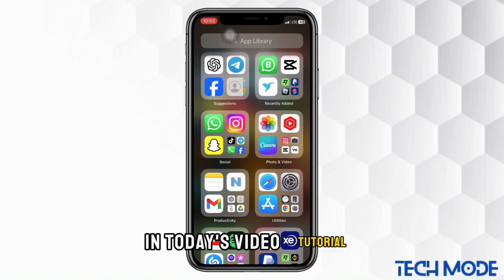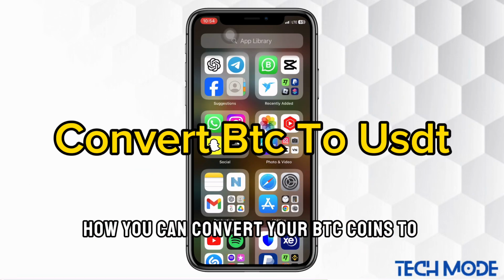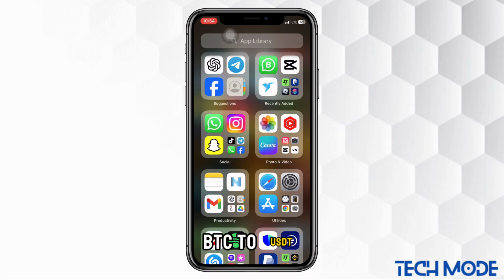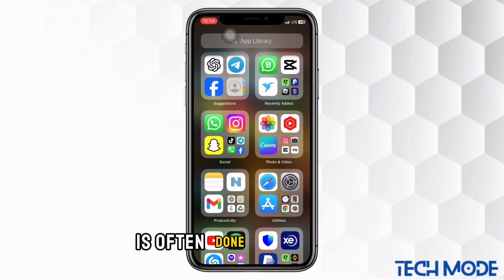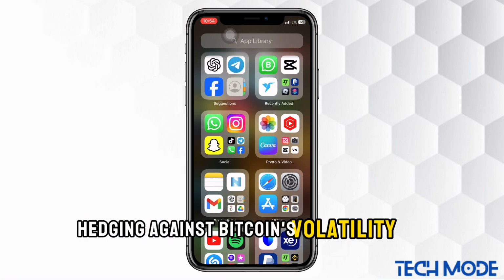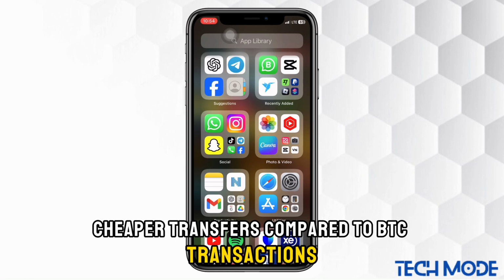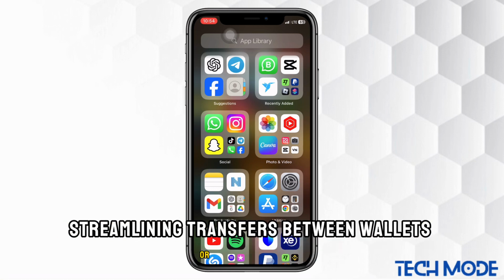In today's video tutorial, I'm going to share with you how you can convert your BTC coins to USDT coins on Trust Wallet. Converting Bitcoin, BTC, to USDT Tether on Trust Wallet or similar platforms is often done for stability, trading convenience, hedging against Bitcoin's volatility, and for faster, cheaper transfers compared to BTC transactions, particularly during network congestion, thus streamlining transfers between wallets or exchanges.